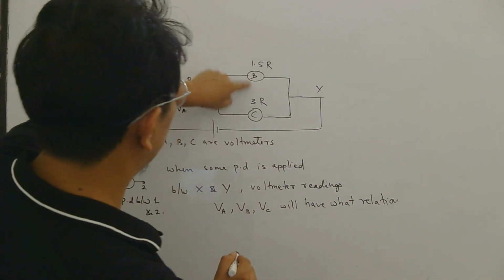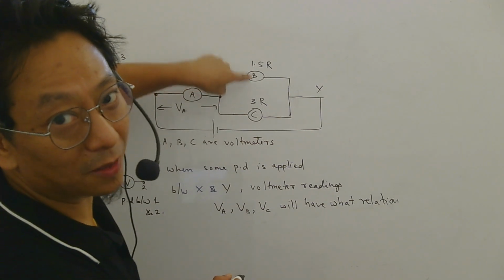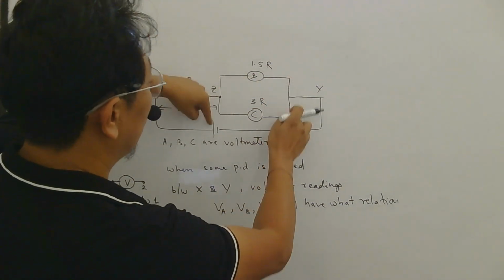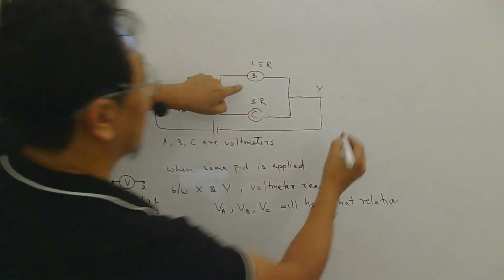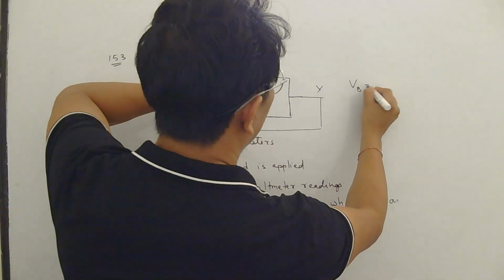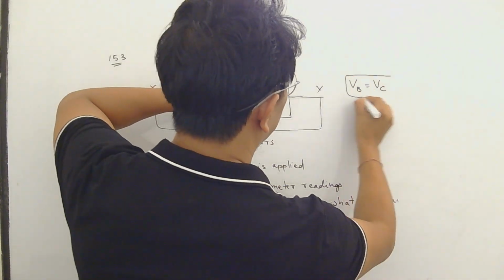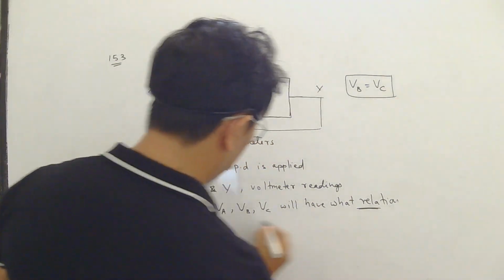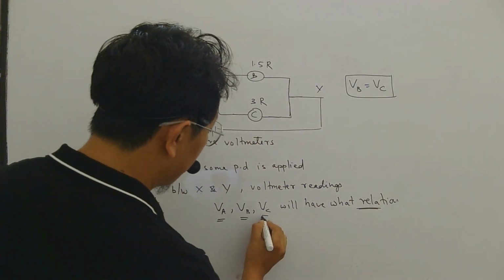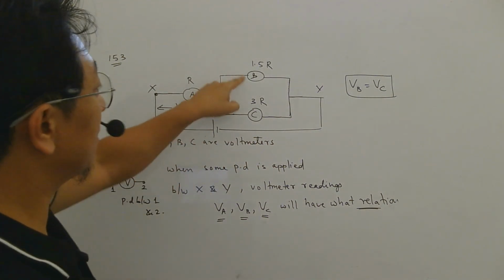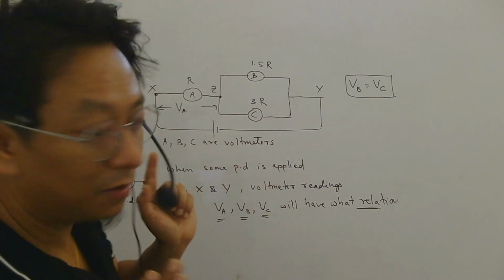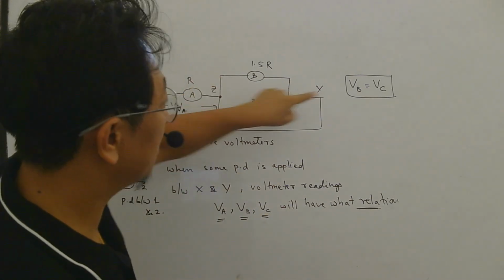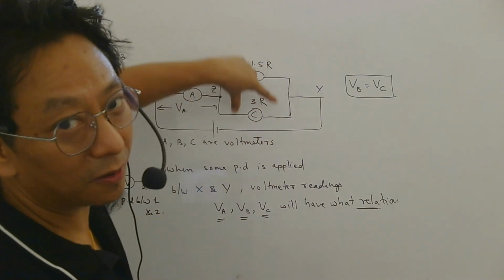Now what about these two? These two are in parallel, so voltage across these two will obviously be the same. So VB will be equal to VC. By the way, we have to find the relation between the voltmeter readings shown by A, B, C. One relation we already found: the voltage here and here must be the same because they are in parallel.